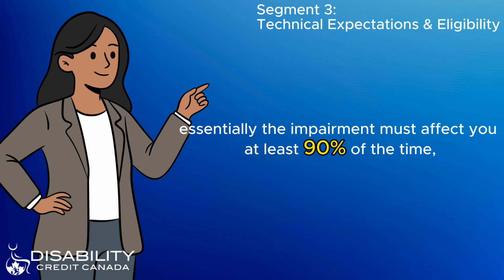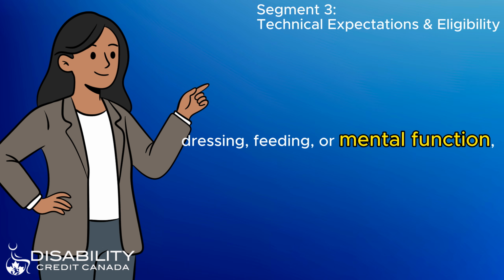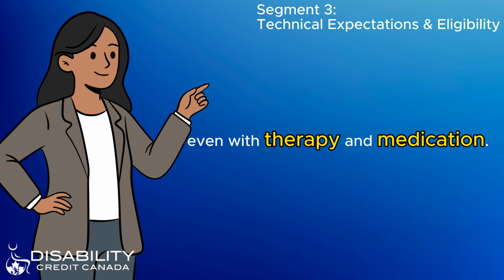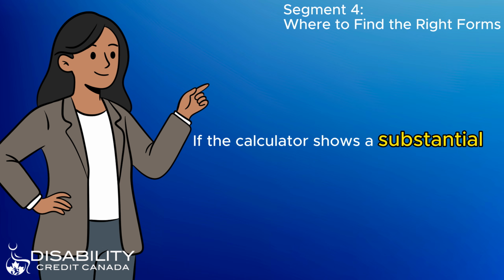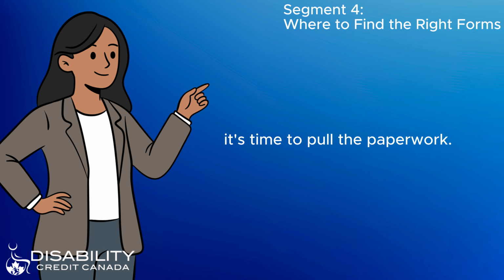Essentially, the impairment must affect you at least 90% of the time, making activities like walking, dressing, feeding, or mental functions take an inordinate amount of time, even with therapy and medication. If the calculator shows a substantial potential benefit and you meet those criteria, it's time to pull the paperwork.